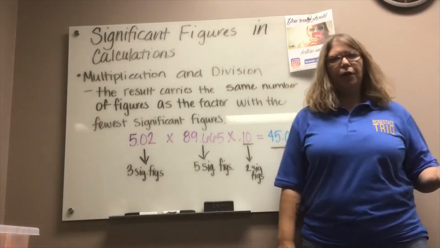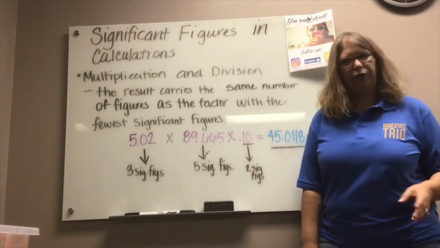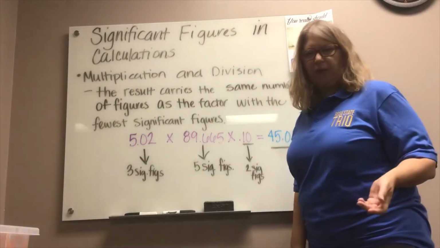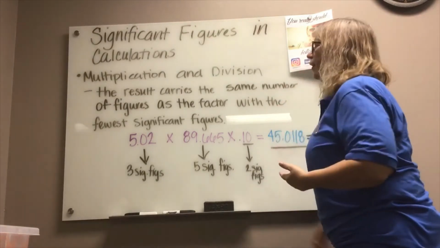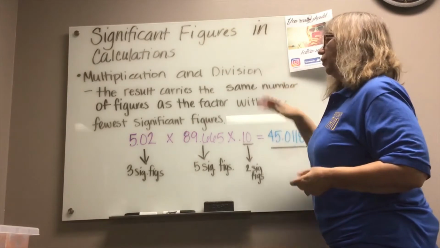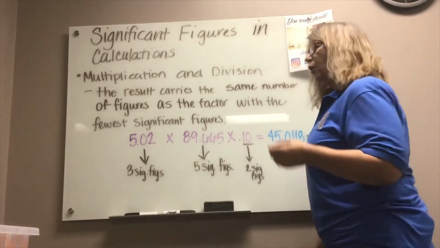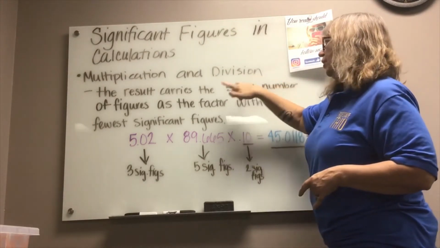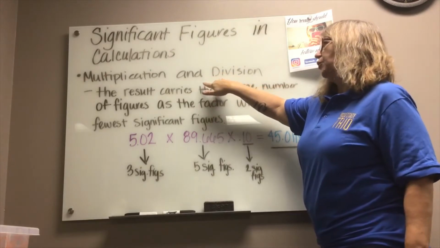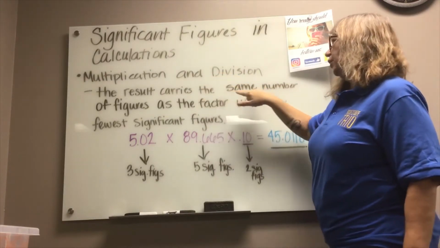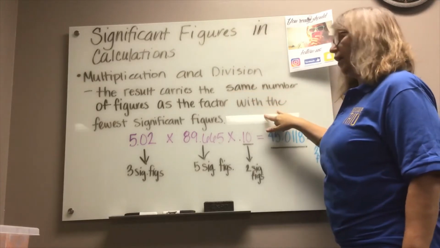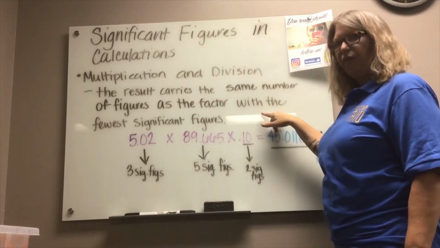Okay guys, so earlier in the video we talked about significant figures and how to identify those significant figures and what the rules are associated with them. When you have significant figures in calculations, there are some additional rules. For multiplication and division, your result is going to carry the same number of figures as the factor with the fewest significant figures.